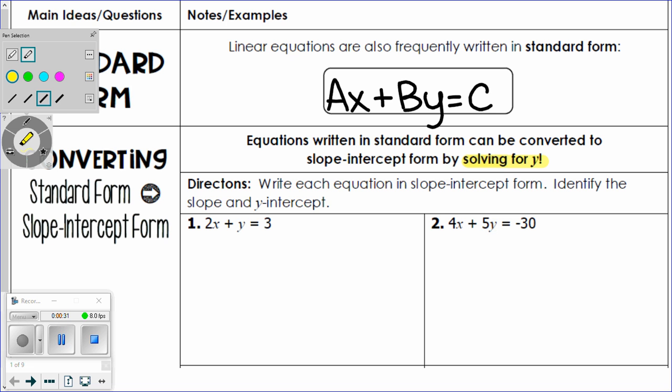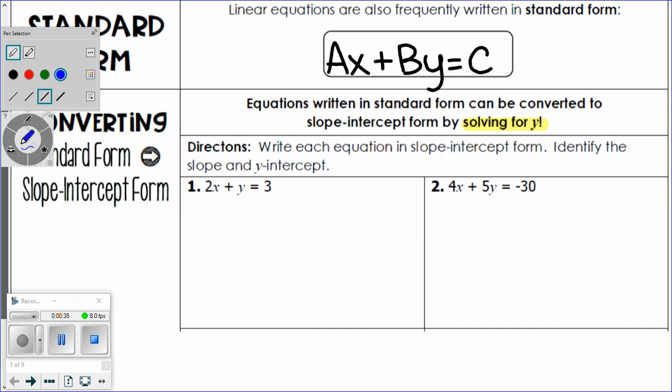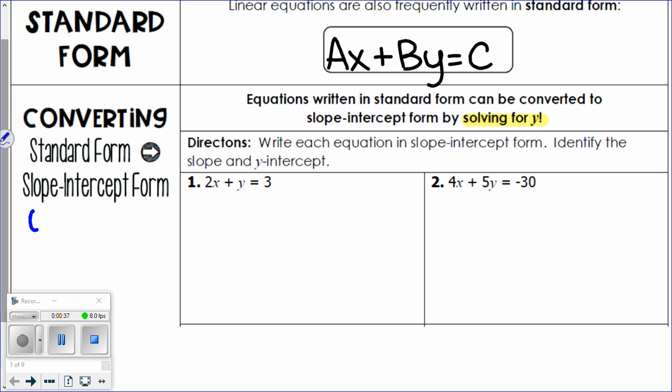Now remember, slope-intercept form is y equals mx plus b. Y is isolated. Y is all by itself, so we're going to solve for y. Then after we do that, we're going to identify the slope and the y-intercept. So what's the m and what's the b?